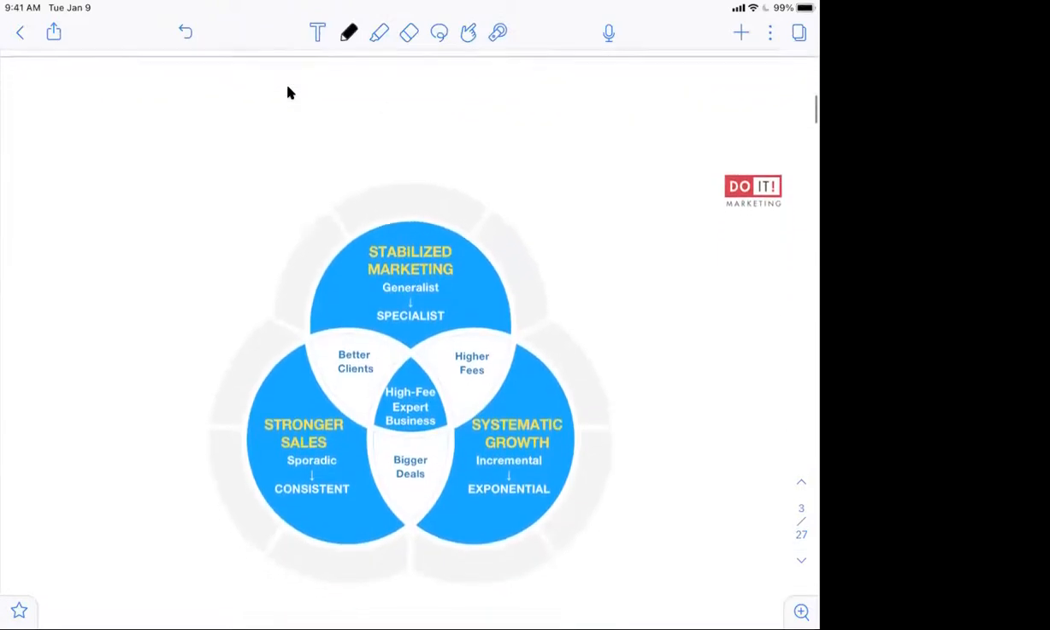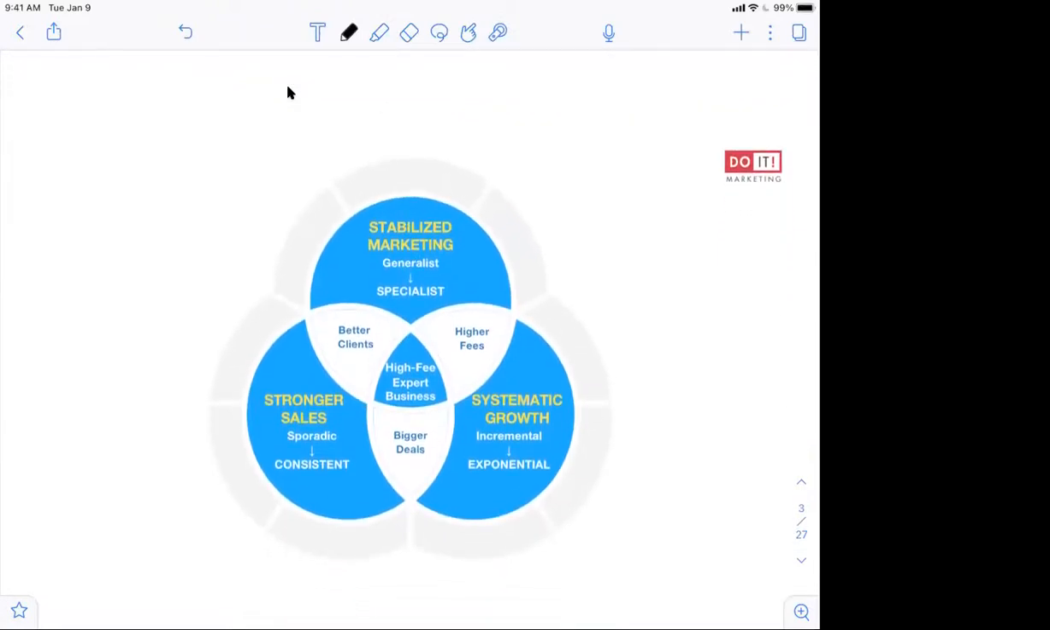So let's figure out what the building blocks of this really look like for you. And there are three primary outcomes to get to where you want to be with better clients, to get to where you want to be with the bigger deals, and to get to where you want to be with the higher fees. There are 3 areas that we need to accelerate. The first area, of course, is marketing.